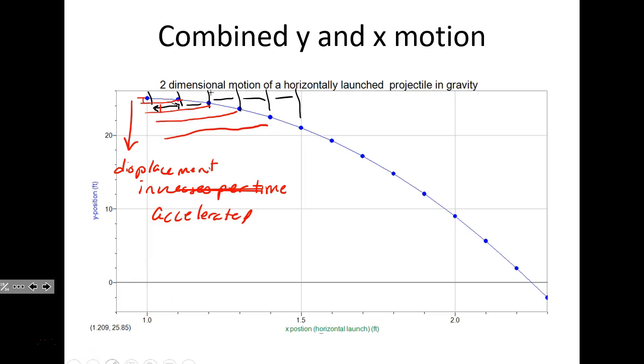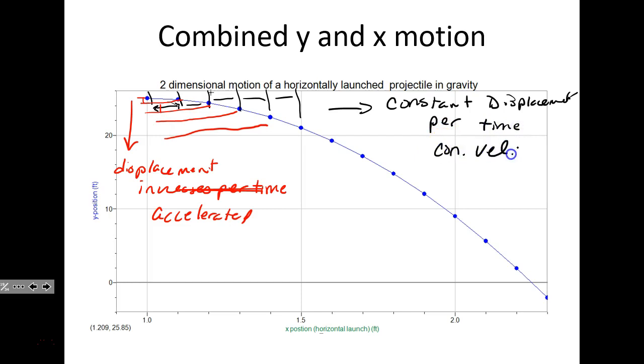But if we go in the x dimension, looking at it this way, we have a constant displacement per time. So this is constant velocity. Okay? So does that make sense in terms of the force diagram? And it does if you think about that we have a net force down. So if there's a net force down, we're going to have acceleration.